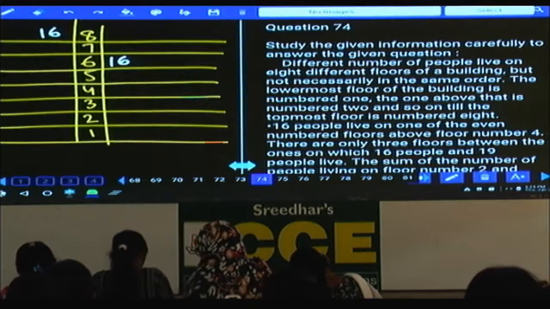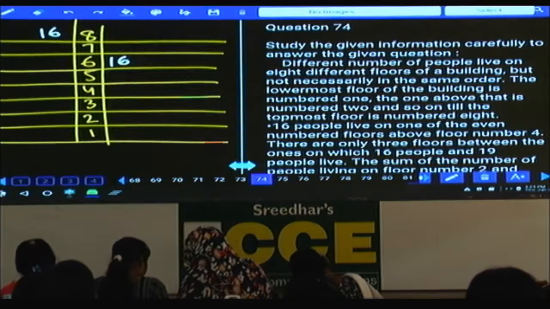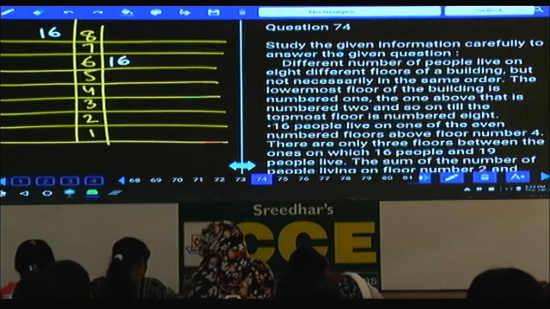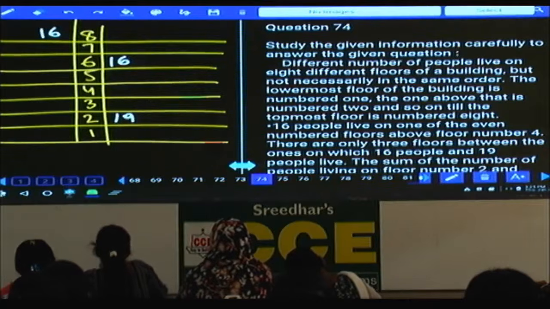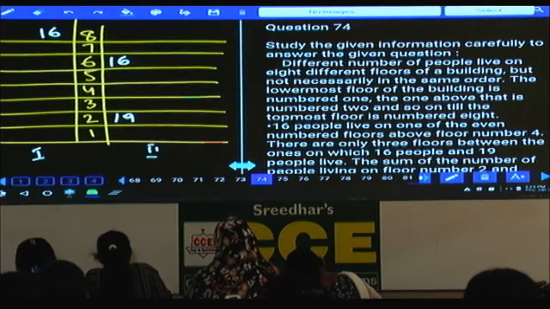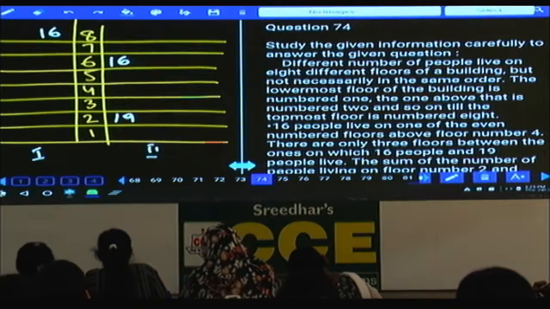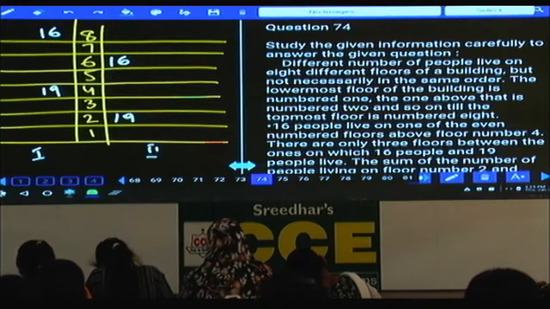Next one, there are only 3 floors between 16 and 19. Now between 16 and 19, there must be exactly 3 floors. Hence, in the first case, this is the second case. In the first case, 3 floors in between means this 19 must be on the 4th floor. And in the second case, 19 must be on the 2nd floor.